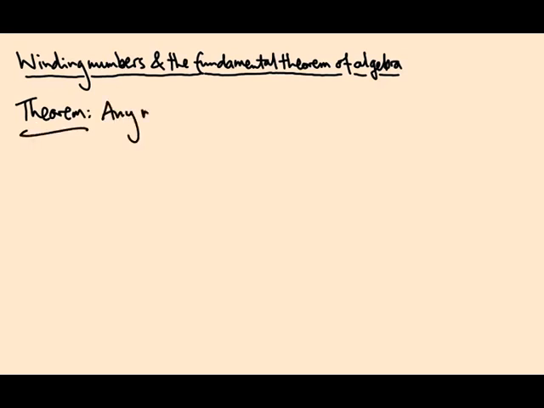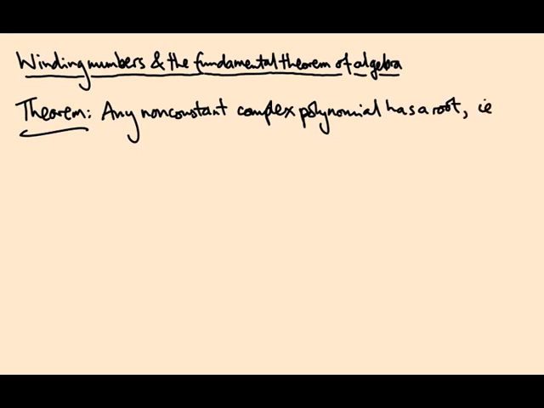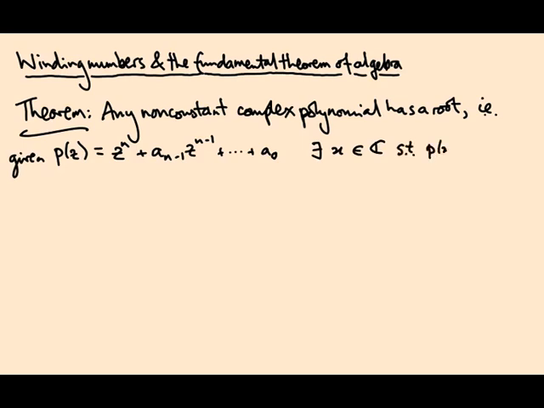It says any non-constant polynomial over the complex numbers has a root. In other words, if I give you a polynomial expression like this, then there exists an x in the complex numbers such that p of x is 0. So I should say a complex polynomial has a complex root, and here n should be bigger than or equal to 1 in order for this to be a non-constant polynomial. Otherwise, they're just the constant term.